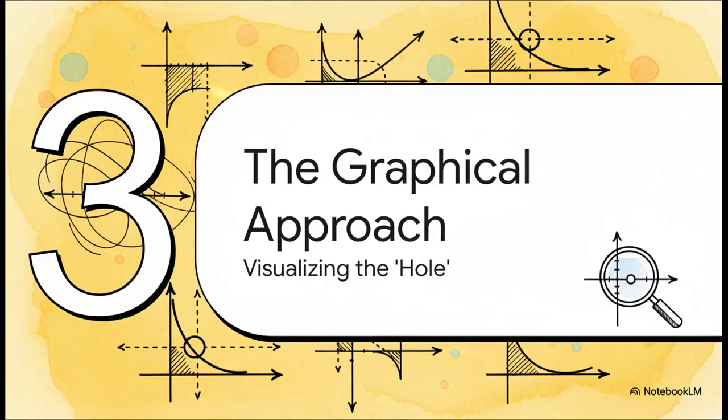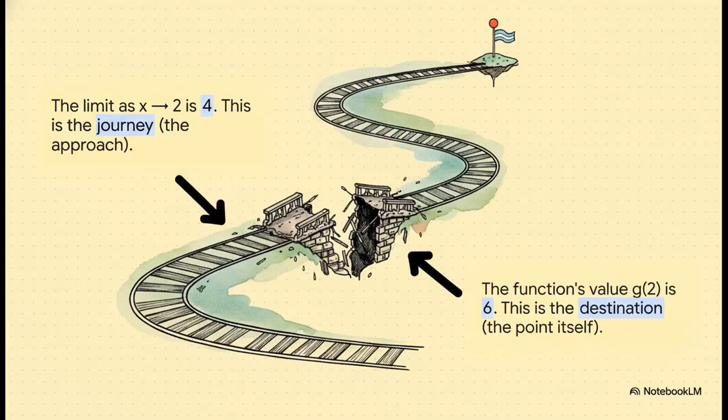Okay, so let's switch to our second tool, which is usually a lot more intuitive for us humans. Let's try the graphical approach. Let's just look at the thing. What does this function actually look like? See, a picture really is worth 1,000 words. Looking at this graph, you can clearly see with your own eyes that as you trace the line towards x equals 2 from either side, you're heading straight for a height, a y value of 4. But right at that spot, there's a hole.